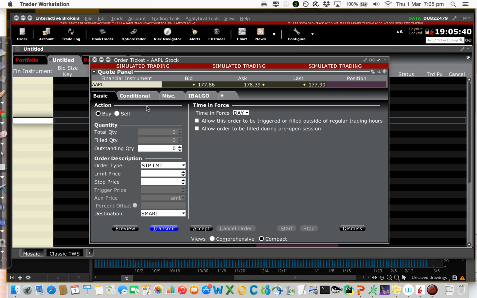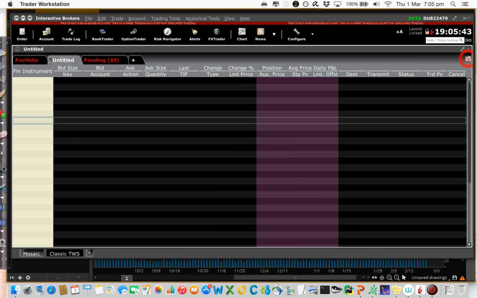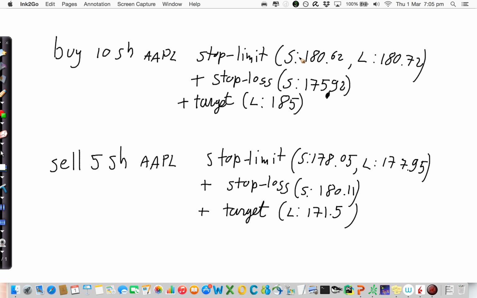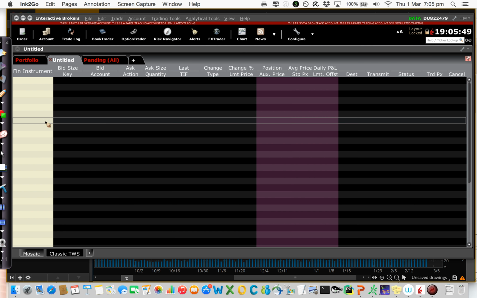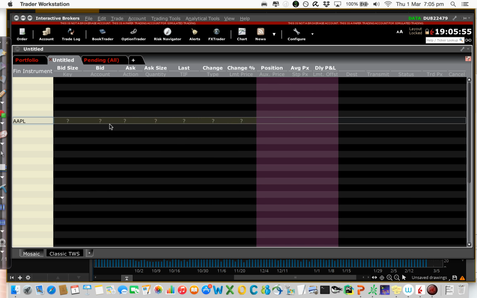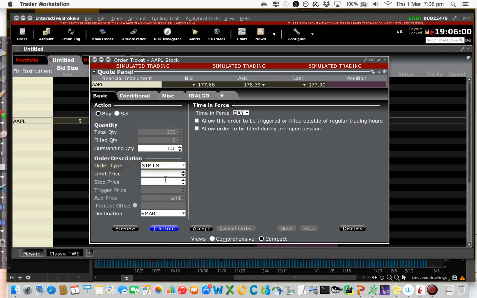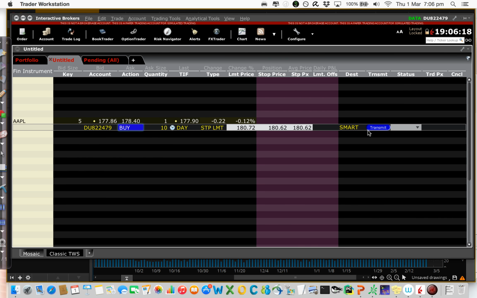And let me see, wait, let me see the numbers again. So under 80.62, under 80.72, ten shares. Okay, and then from here we can also accept the order. So it means it's not transmitted yet. We can still modify before sending.